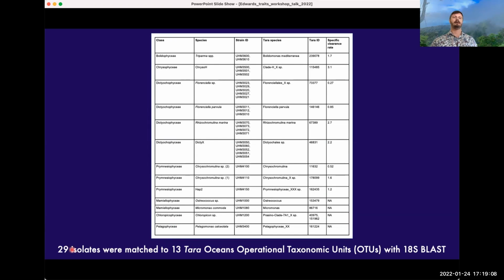Okay, so we have 29 isolates that we matched to OTUs, operational taxonomic units, from the Tara Oceans data. There were 13 of those that mapped onto these 29 isolates. We're basically matching them up with BLAST of our 18S sequences against their V9 sequences. And usually we got very close matches. And the taxonomy that the Tara group had annotated was always consistent with what we had derived from the full 18S sequences.